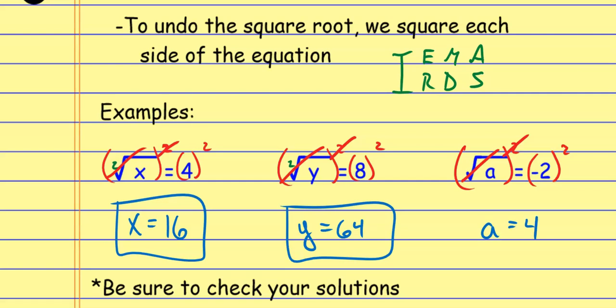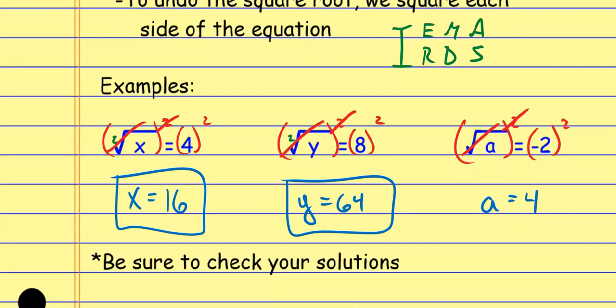And underneath here, we see this little asterisk and it says, hey, be sure to check your solutions. You notice I didn't put a box around one of these. Plug them back in. If you plug the 16 in for this guy, the square root of 16 is a 4, so that one works, okay? If you look at the next one, you plug a 64 in here for y, the square root of 64 is an 8. That one works. But if you look at this guy, if you plug the 4 in here, what happens is the square root of 4 is actually a 2, not a negative 2.